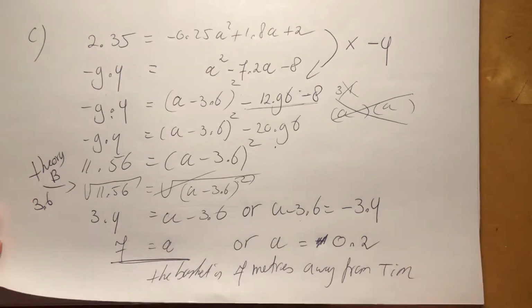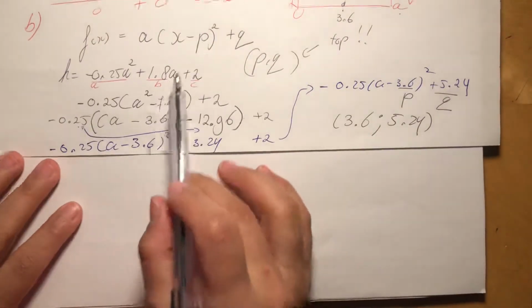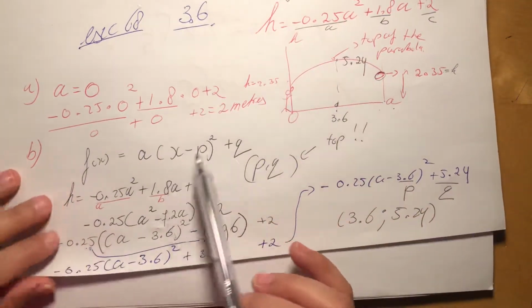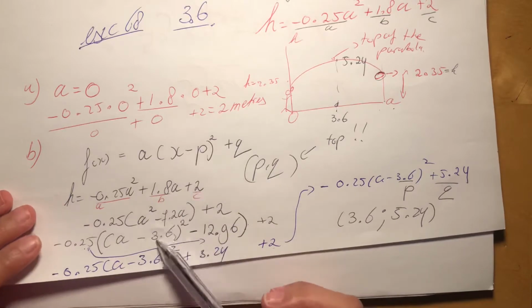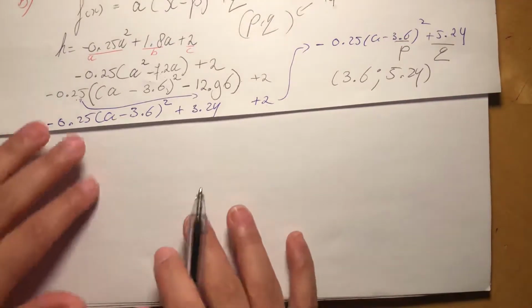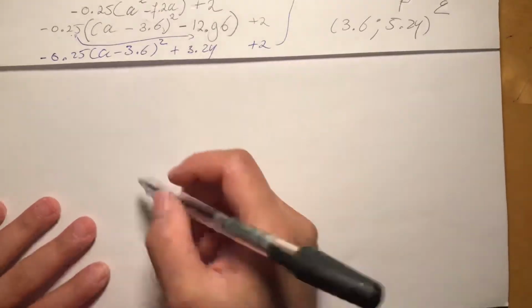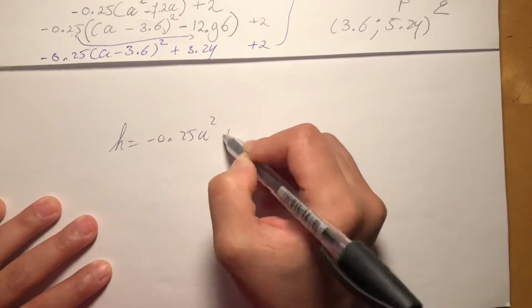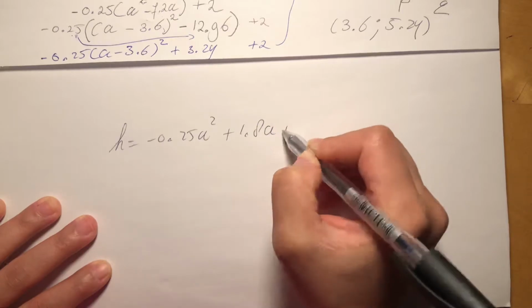I do want you to stay in and listen to something that I have to say a little bit more about solving this one. Going from the generic form with the ABC to the generic form with PQ, and then also solving by completing the square, it's pretty difficult. How else can you find the top? Well, let me just try. You have h equals negative 0.25 a to the power 2 plus 1.8 a plus 2.